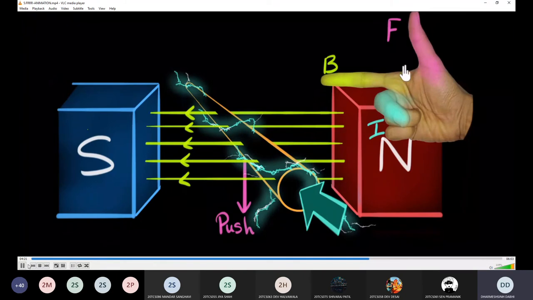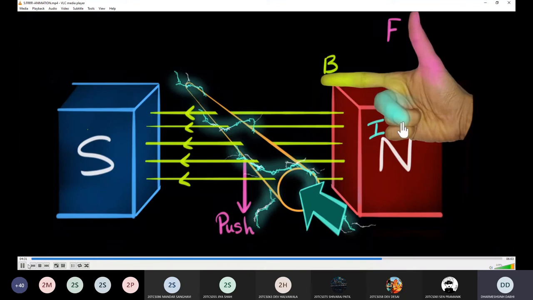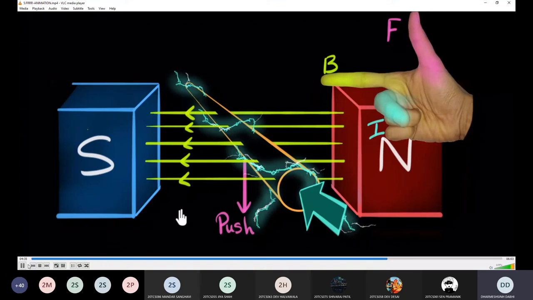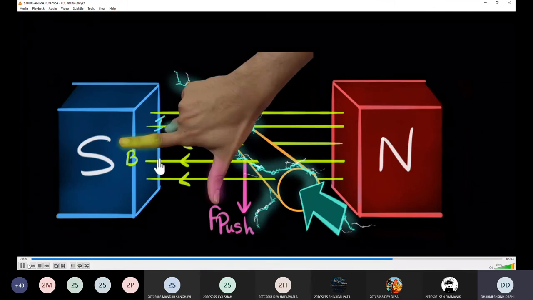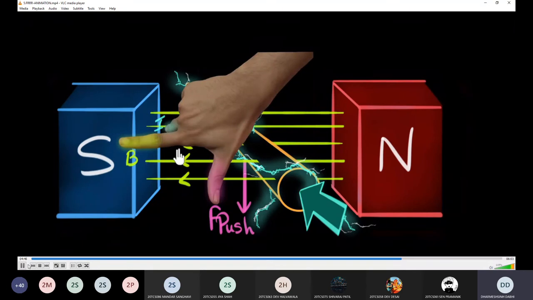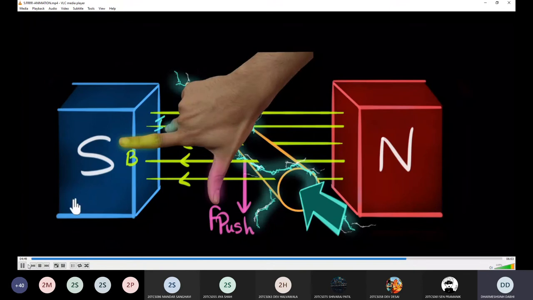Now, can you use your right-hand generator rule one more time to convince yourself of this? Make sure that the forefinger for the field is to the left, but this time make sure the thumb is pointing downwards and see what direction the middle finger points. Go ahead, try this. All right, if you have done it, it might look somewhat like this. The force is down, magnetic field is to the left. Now notice the current, that is your middle finger, is pointing inwards into the screen, just like what we got here.